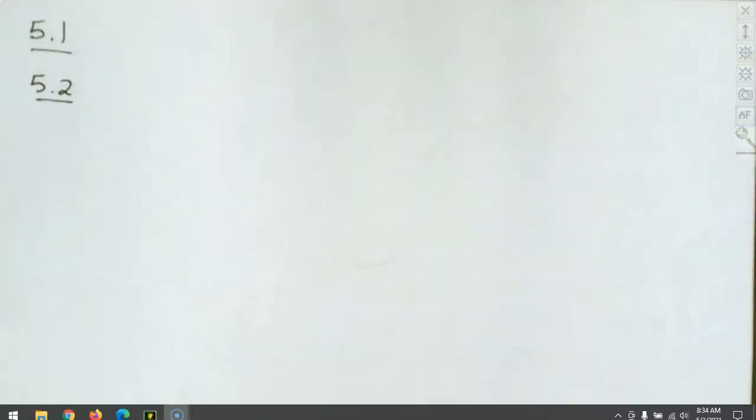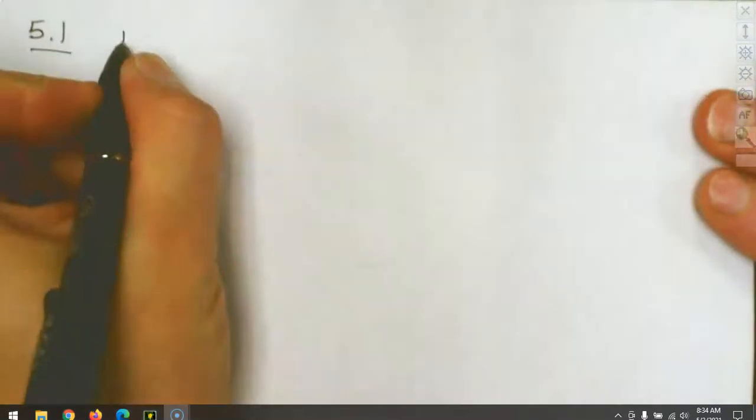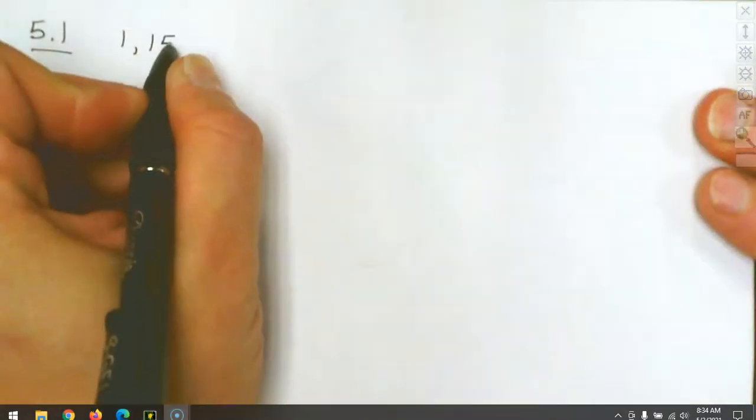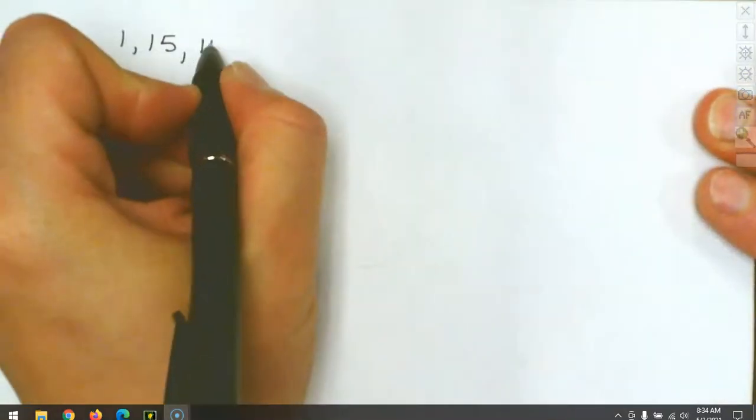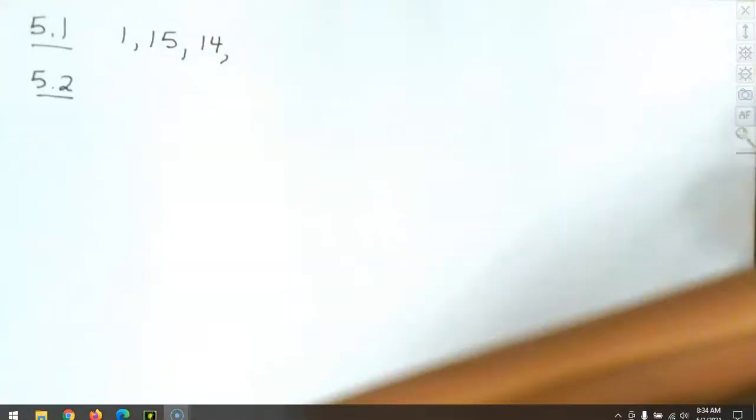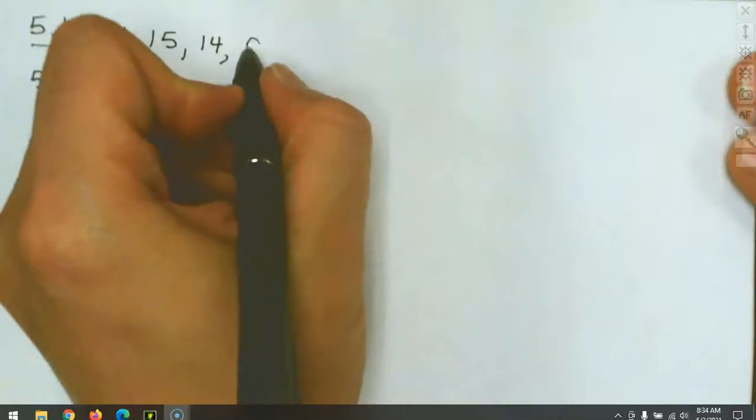So what questions do we have out of 5-1? I know 1 and 15. Okay, 1 and 15. 14. And 14 as well. These are out of 5-1. 9. Okay, question 9.